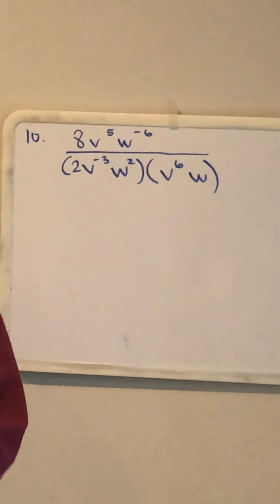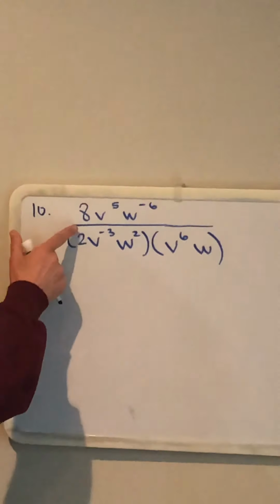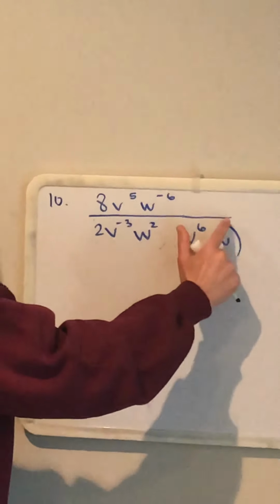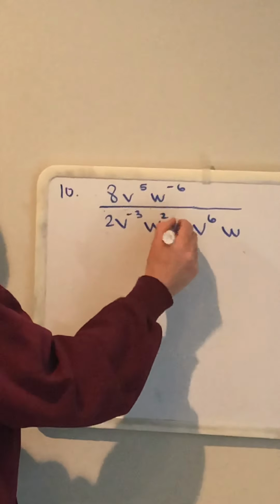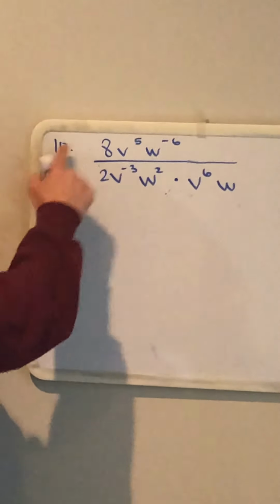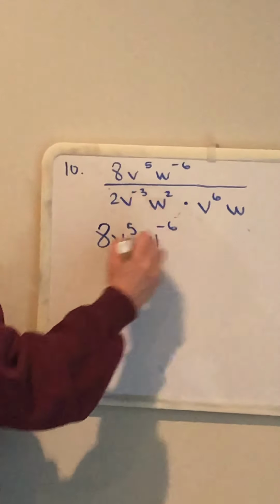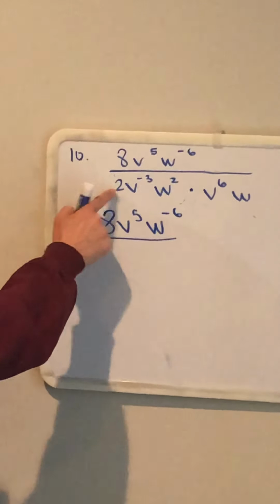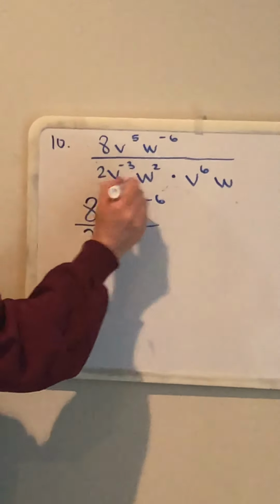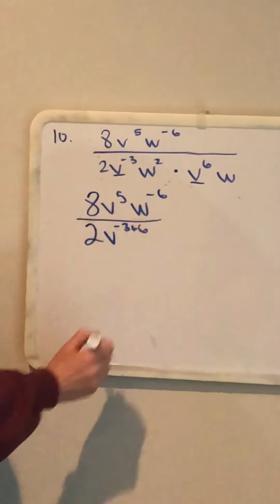Okay, so again what they did is they threw parentheses down there to make you a little confused, but don't let it stress you out. You could really just think of this as times. Now, your coefficient has nothing to multiply by. I'm going to leave the numerator the same for now. In the denominator, the 2 has nobody to multiply with, so it's going to stay at 2. To multiply the v's, you add their exponents. So it becomes v to the negative 3 plus 6.